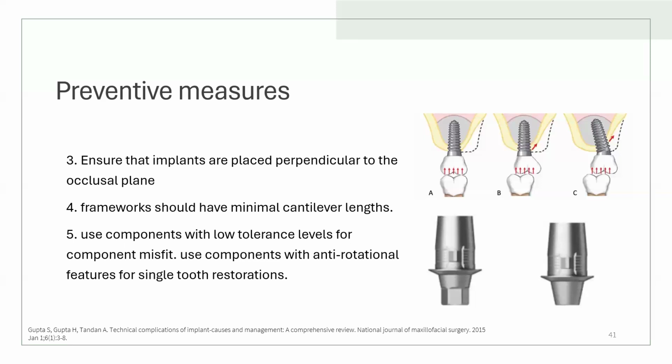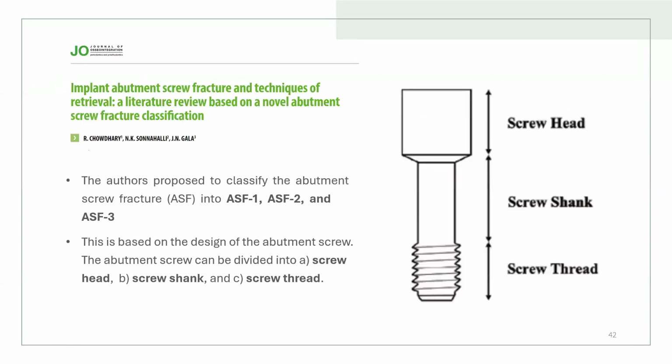Also, we should use components with a low tolerance level of misfit for the FPDs or multi-unit bridges. Like we can see here, we should use non-engaging components because they can fit passively much more easily than the engaging components. The misfit is one of the factors for screw loosening. On the opposite, for single restorations, we should use components with anti-rotational features, like we see here, engaging abutments, like we can see in the figure on the left, because it's more stable.